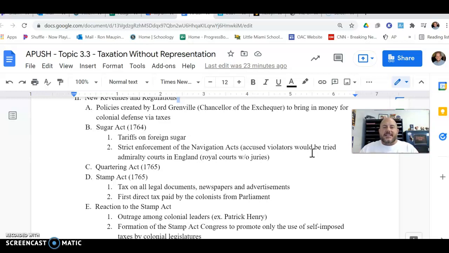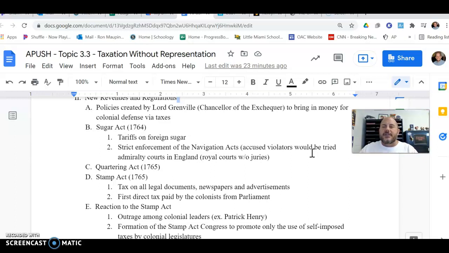And the first of these is going to be the Sugar Act from 1764. Now note, this is happening just a year after the French and Indian War ends. So it's almost a seamless transition from the French and Indian War into these policies that are going to lead us right to revolution. As you can see here, this is going to be a tariff imposed on foreign sugar that the colonists are then going to have to pay.